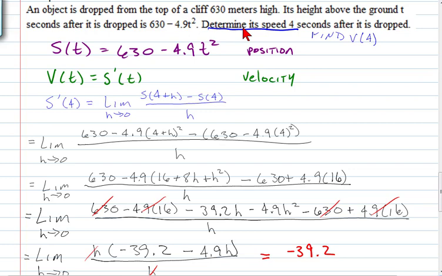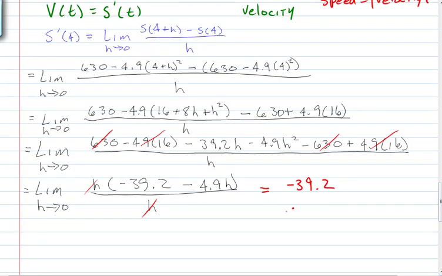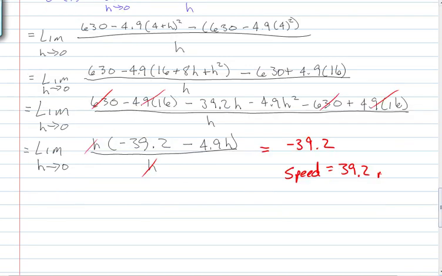Velocity has direction. The negative means it is going down. Speed, though, is the absolute value of velocity. Speed is just how fast it's going. So there's something else I should have told you up here, that the speed is equal to the absolute value of velocity. So the speed is equal to 39.2 meters per second. The velocity is down 39.2, or falling 39.2 meters per second.